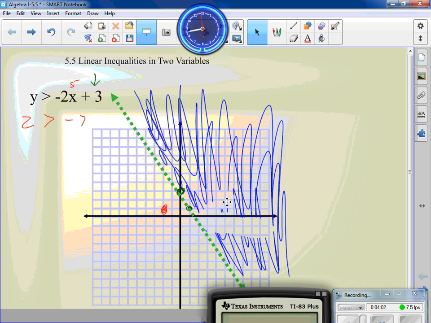If I took this red point and put it over here, I'll put 0, 0. 0 times this is 0, so I have 0 greater than 3. Is 0 greater than 3? No, it doesn't work. And that's why it's not shaded. Anything that's shaded will work.